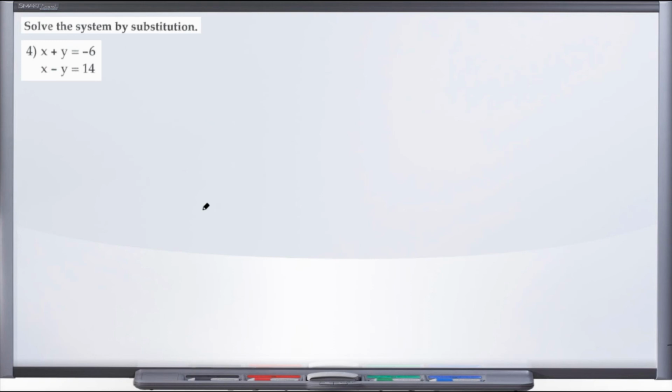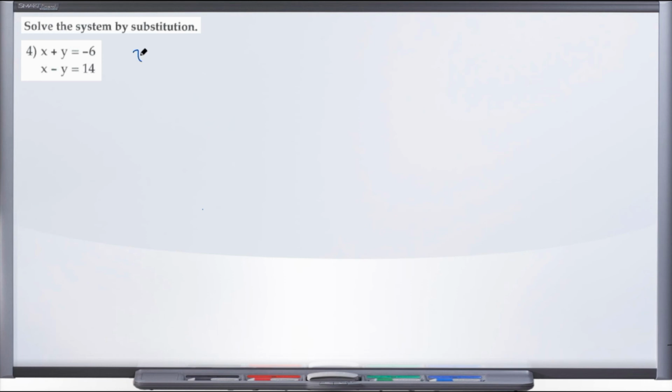All right, and so with question number 4, again, we are solving the system by substitution. And so we want to start by asking ourselves that vital question: is one of our two equations already solved for x or y, or is one of these two equations easily solvable for x or y? And the answer is this first one is probably the easier one to solve for x or y, really. And so let's go ahead and start there.